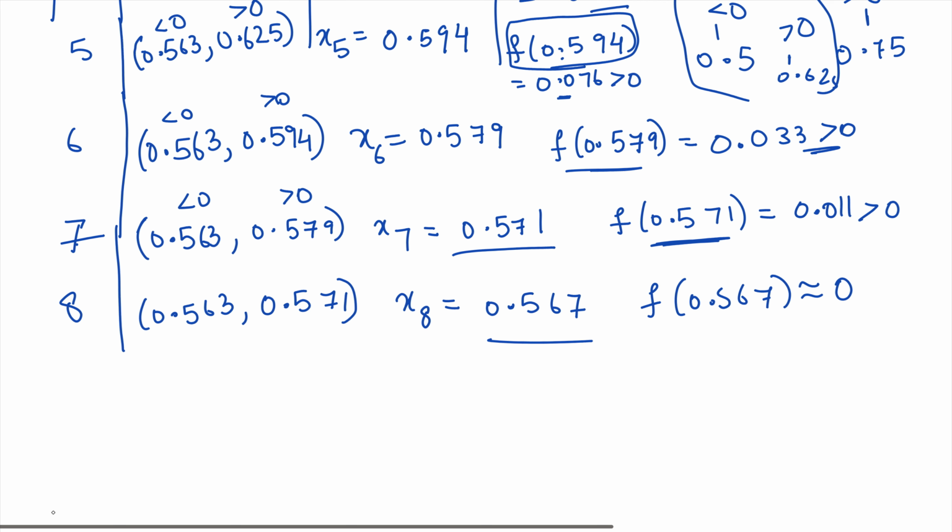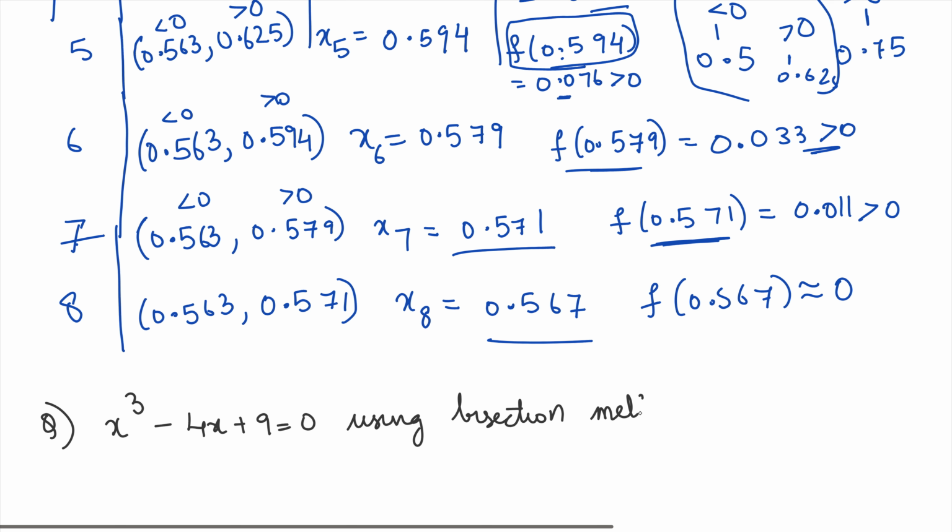In the next question, we will solve finding the root of x cube minus 4x plus 9 equal to 0 using bisection method. I think you can also try from your end, and then we can cross check all our answers. This also is correct to 3 decimals.